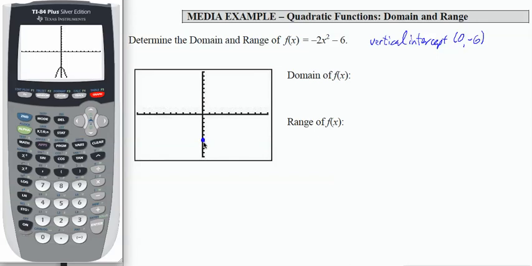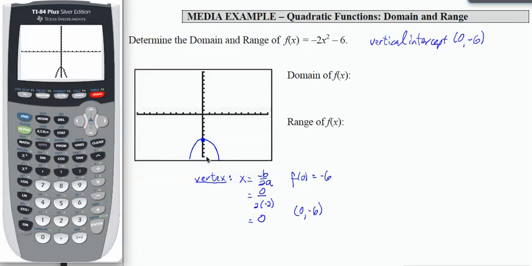I have a hunch that that's also going to equal the vertex, but I'm not positive, so I'm going to check. For the vertex, I need to look at the input, which is x equals negative b over 2a. In this case, there is no x term, so b is 0, over 2 times negative 2, and that's just going to give me 0. So when my input is 0, my output, I already know, is negative 6. So indeed, the vertical intercept and the vertex are the same point.